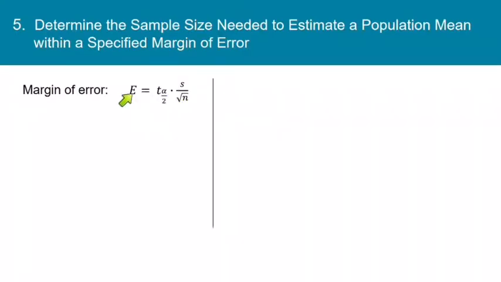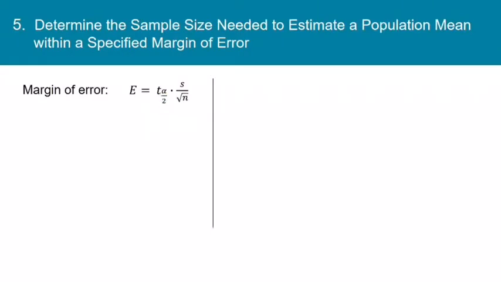Well, this was our formula for margin of error, and you might think, well, if I know E and I know all these other numbers and I'm trying to figure out N, we could just use a little algebra to isolate N here. And that is true, but remember that in order to look up T sub alpha over 2, we kind of have to know N because we have to know the degrees of freedom.